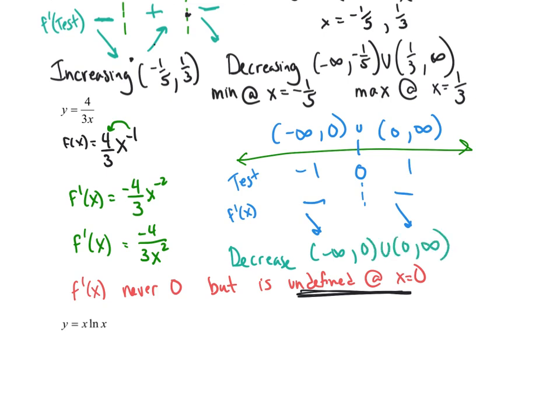Now I did have to exclude that one value. I cannot have 0 as a value because it is undefined. So I can't have that as an increase or decrease. It has to be taken out. And so since this thing is always decreasing, that means there is no max or min.